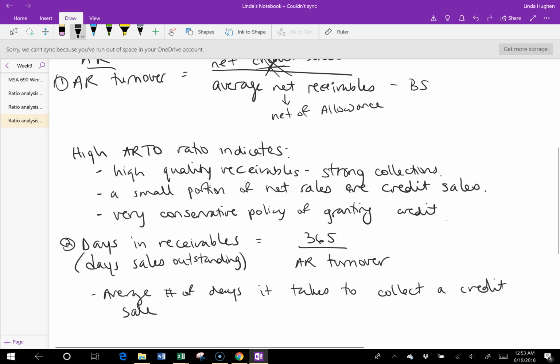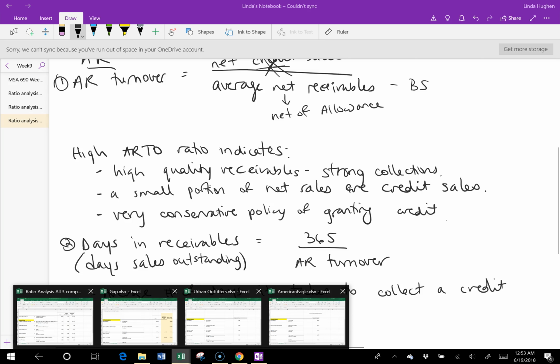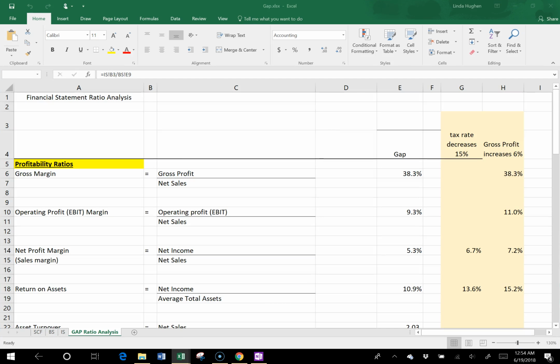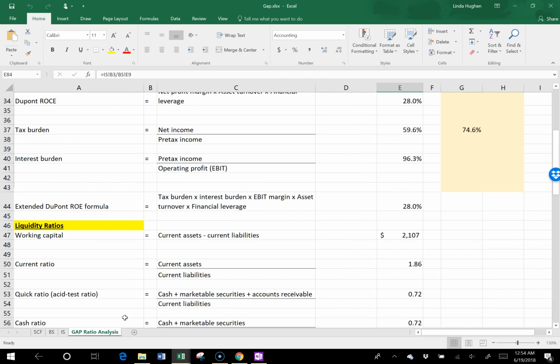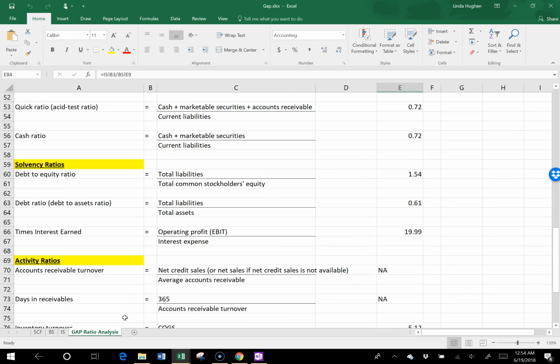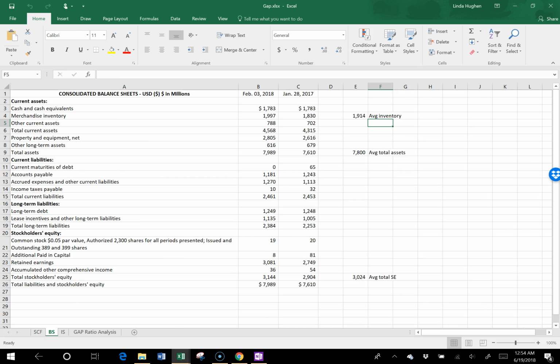So let's take a look at our companies that we've been analyzing, Gap, Urban Outfitters, and American Eagle. Now this is the same spreadsheet you've seen before, but I'm adding to it the activity ratios. First thing you'll notice for the accounts receivable turnover and days in receivables, these cannot be calculated.